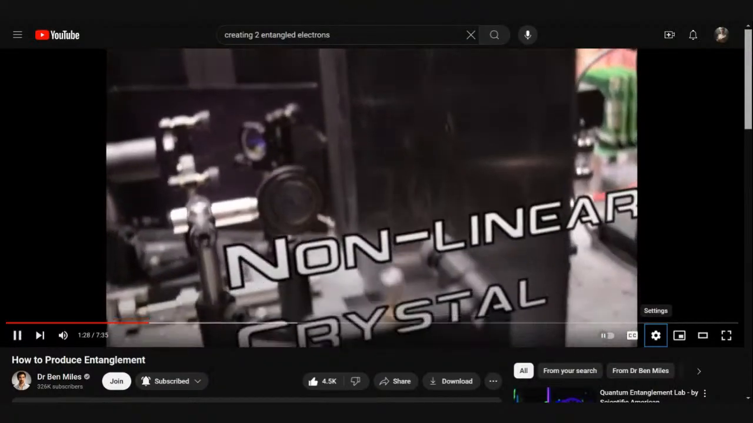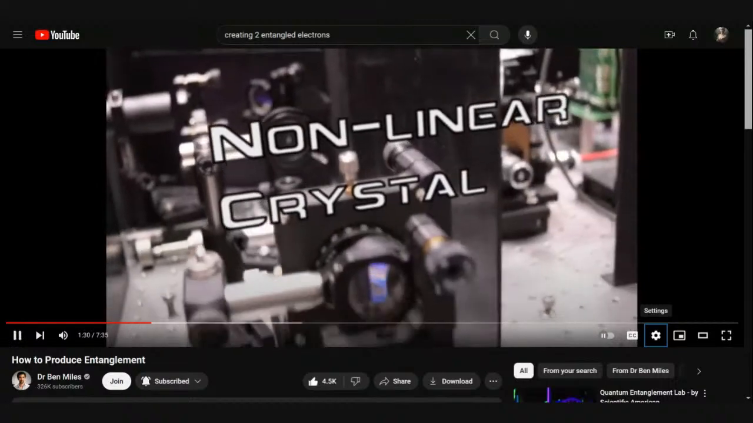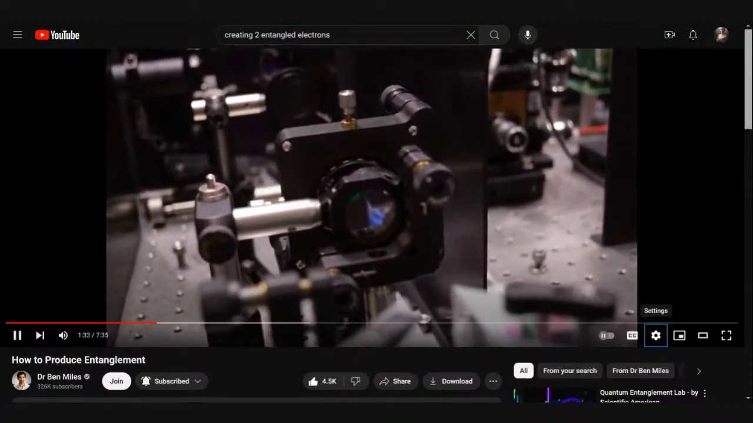It splits into two particles. We get a big laser beam. We fire it at this crystal. You start with a big laser beam, so it's a high energy photon. It's a special type of nonlinear crystal. When you put light into nonlinear materials, weird things happen. And in this particular one, two photons pop up.